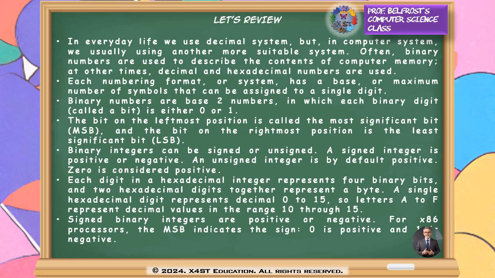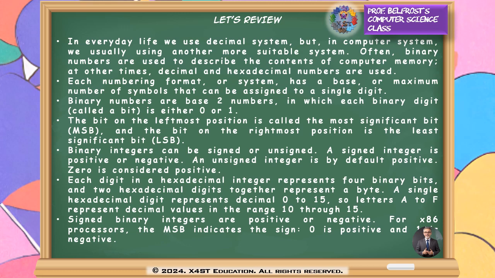Each numbering format or system has a base. What's a base? The base is the terminology used to explain how many symbols you can use to assign a single digit. Binary numbers, the first system, have base 2, in which each binary digit is called a bit. A bit is either 0 or 1. The bit in the leftmost position is called the MSB, and the bit in the rightmost position is called the LSB.